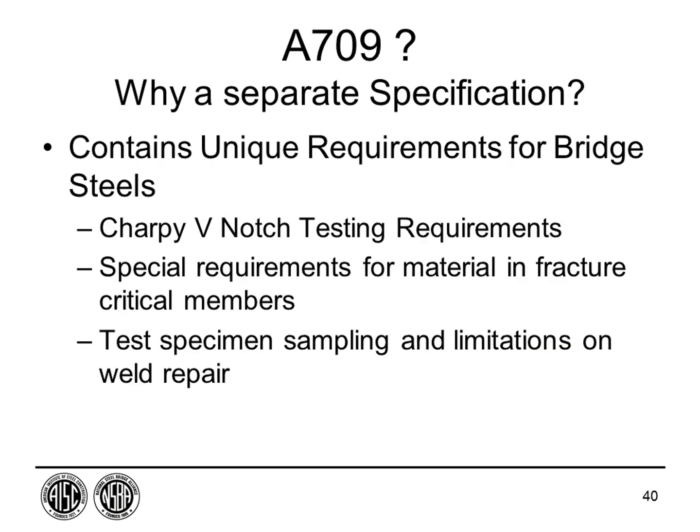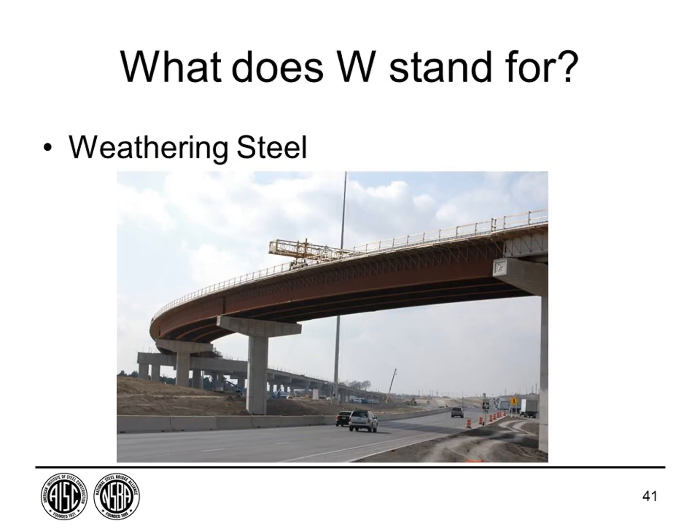So why the 709? Why a separate one? Well, there are some unique requirements for bridge steels. There are Charpy V-notch testing requirements, which are typically not applied to building steels. Special requirements for material and fracture critical members, which we'll discuss. There are also special sampling requirements, additional sampling that's done above and beyond what is normally done. And there are limitations on weld repair of the plate, particularly if it's going into a fracture critical member. And all of these are contained within this specification, so it means that you don't have to write out all of these things as special requirements.